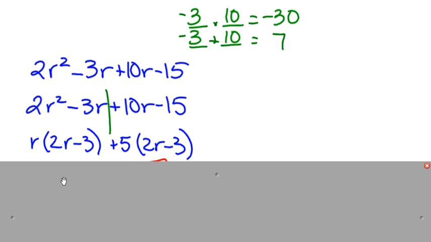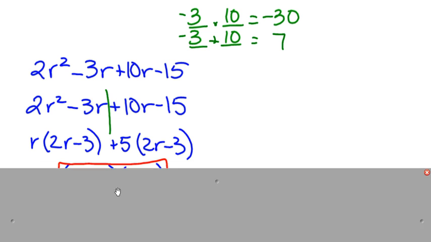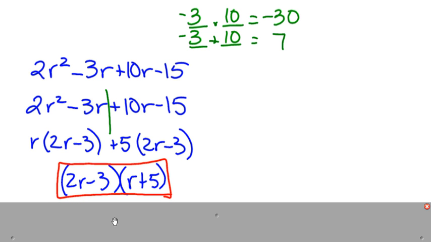So I have r times 2r minus 3 plus 5 times 2r minus 3. We can see that 2r minus 3 is being multiplied by r and 5. So our factored form is 2r minus 3 times r plus 5.